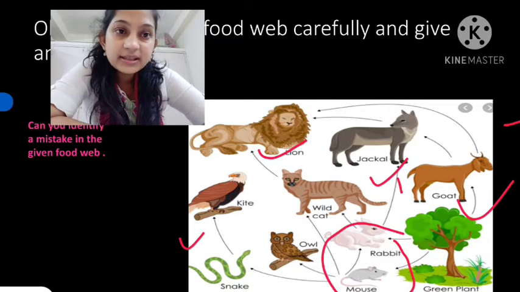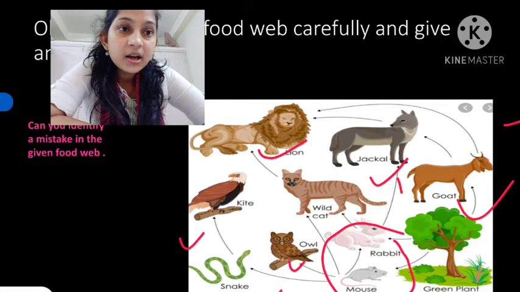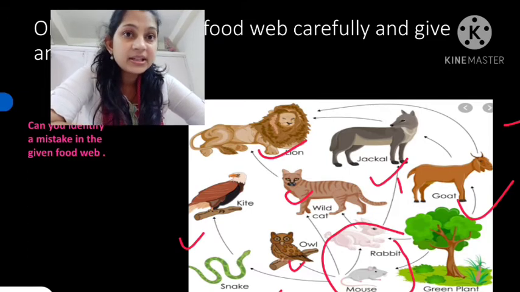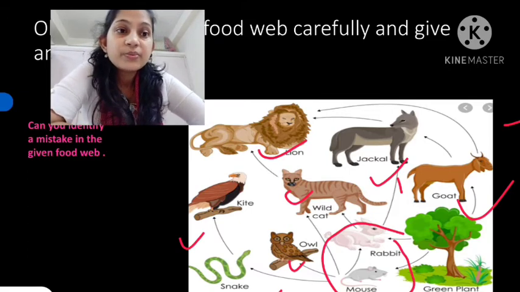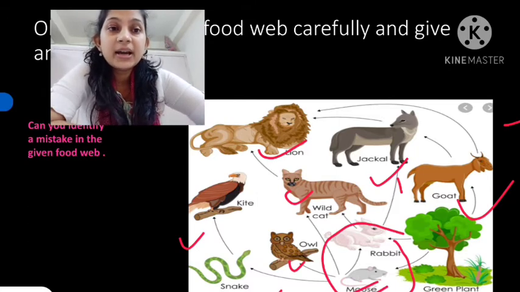Mouse is eaten by snake is correct, but mouse eaten by owl is also correct. Mouse eaten by wildcat is also correct. What about mouse eaten by rabbit? Does a rabbit eat a mouse? No. So the mistake here is this area, mouse being eaten by rabbit.